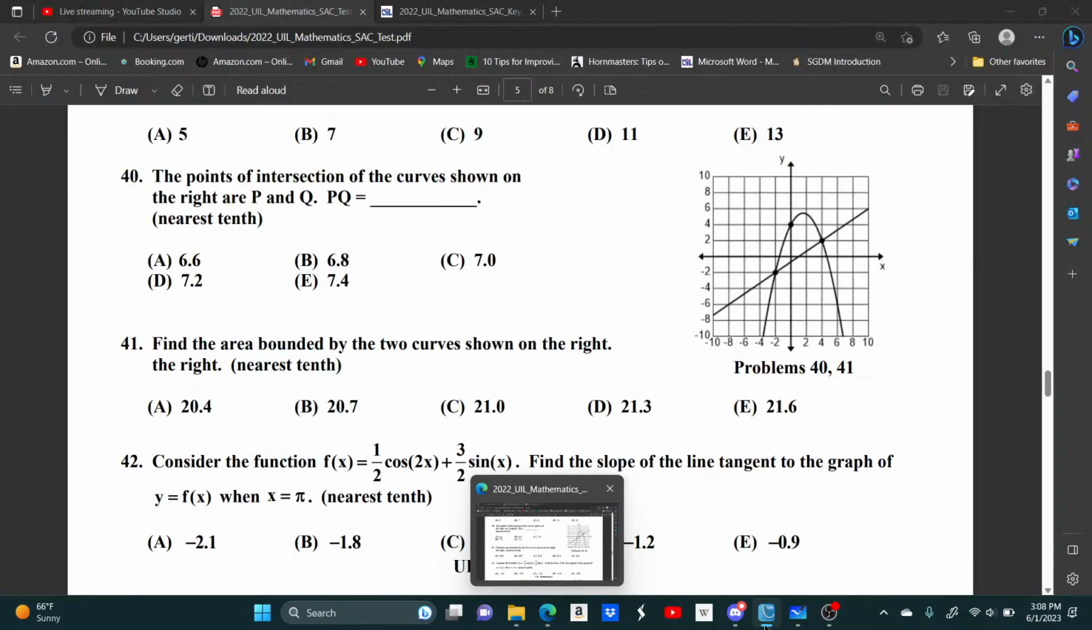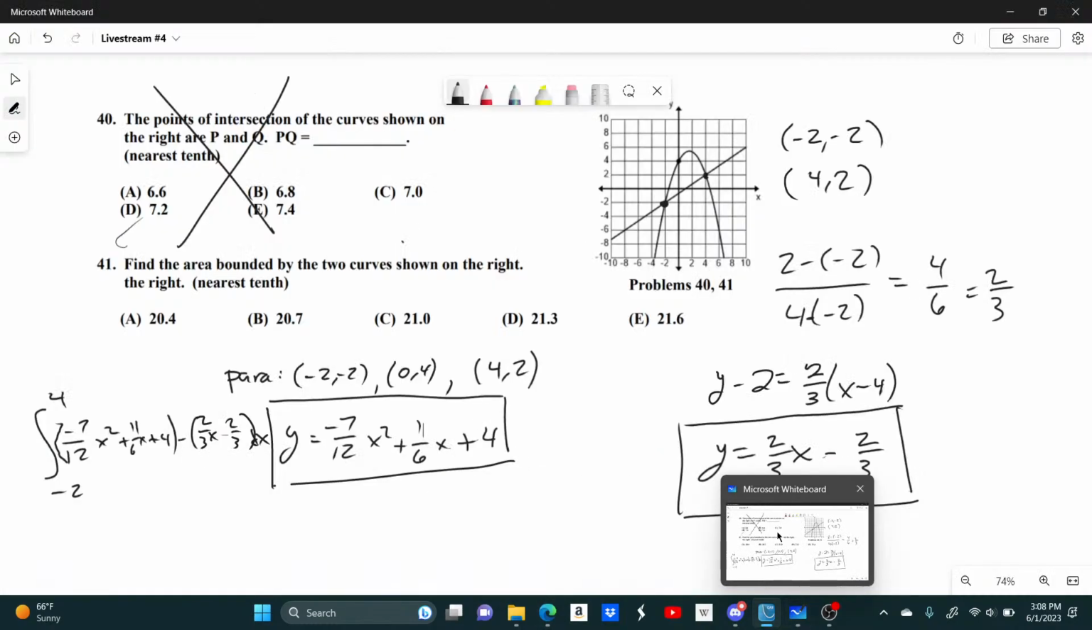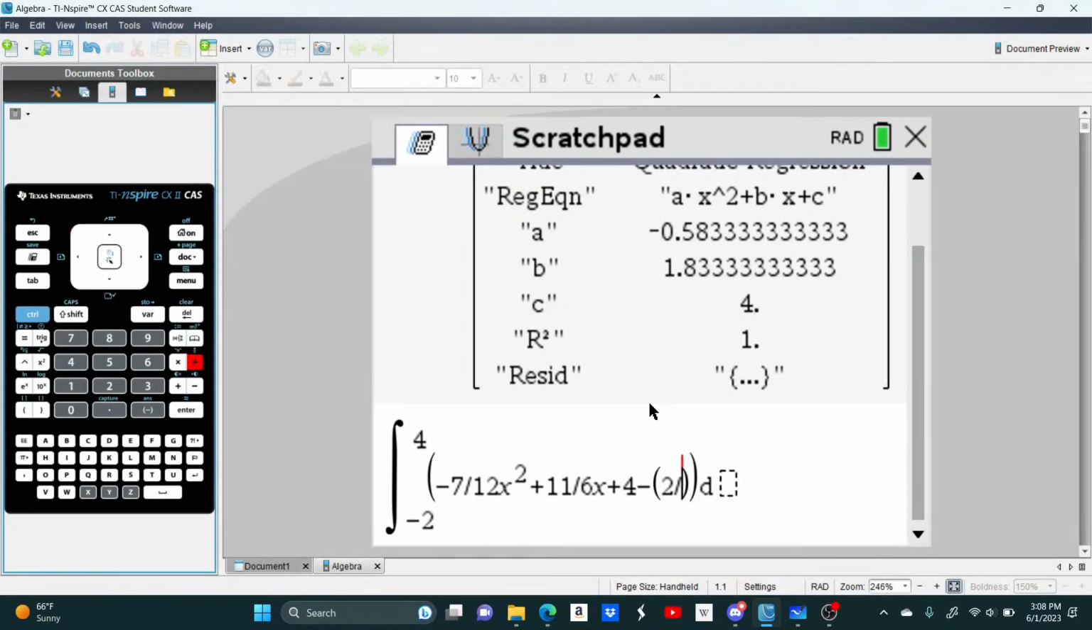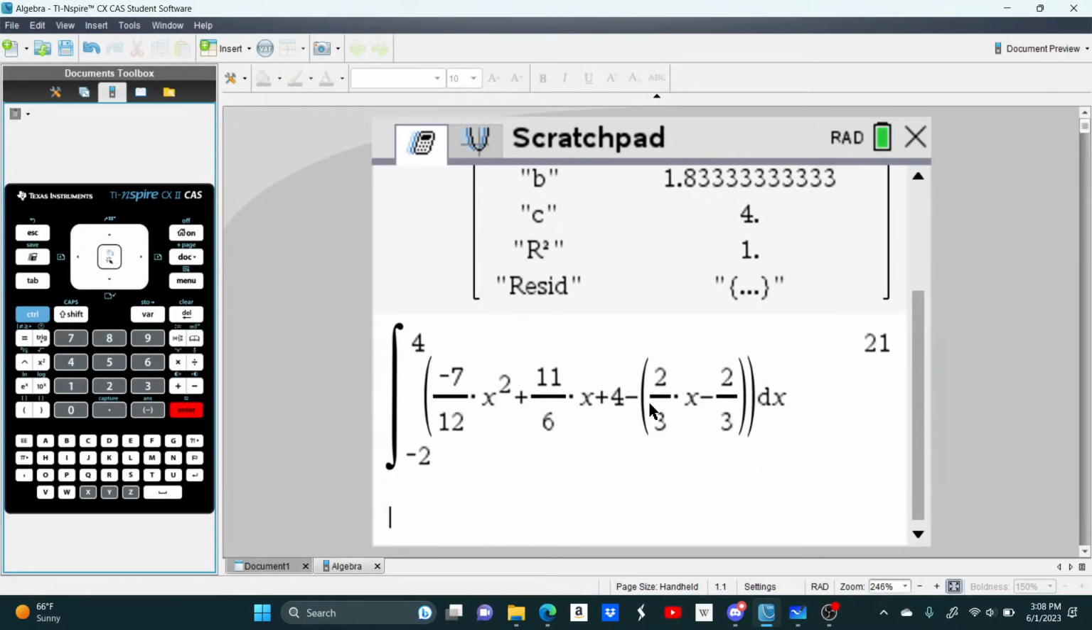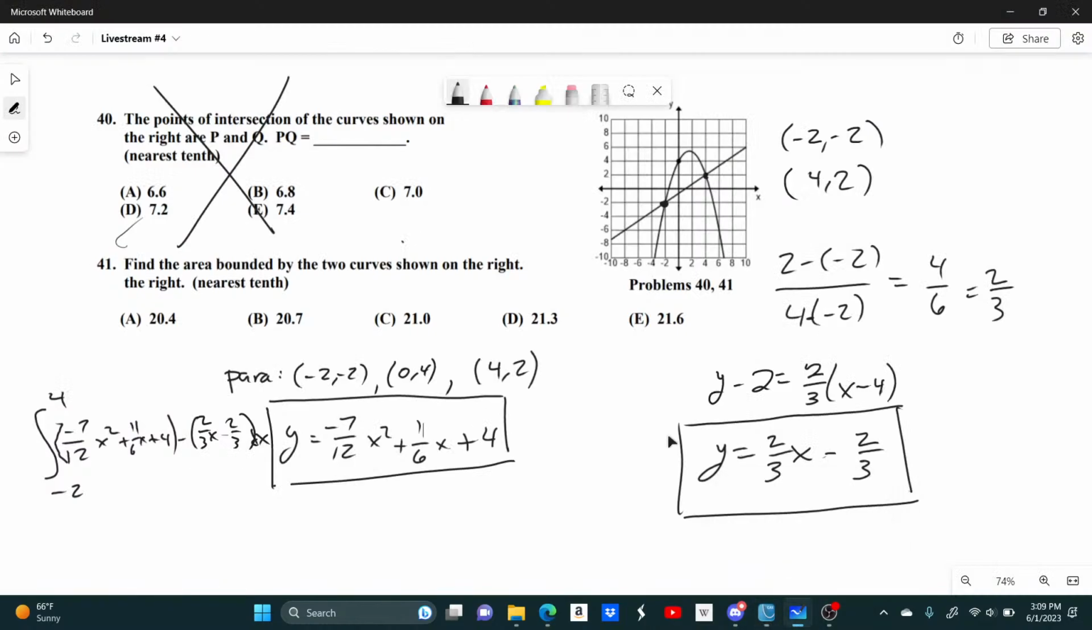And was it 2/3 x plus 2/3 minus 2/3? Yeah. Hopefully I didn't make any arithmetic errors. Yeah. So you should get a bounded area of 21. Well, that's an answer, so I'm hopeful. Yeah. So let's go with C.